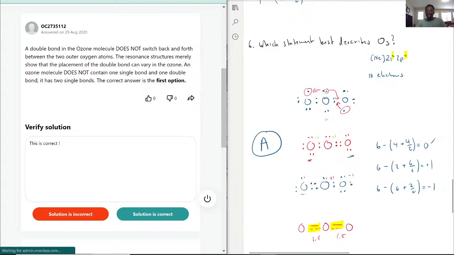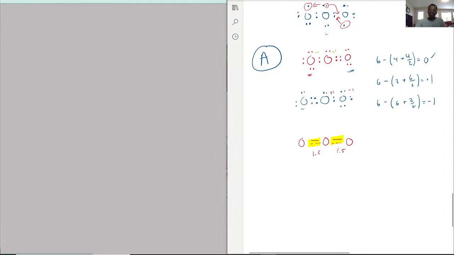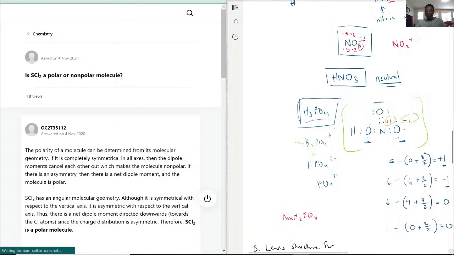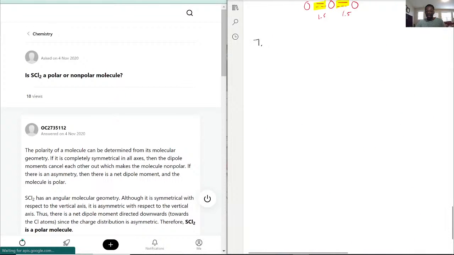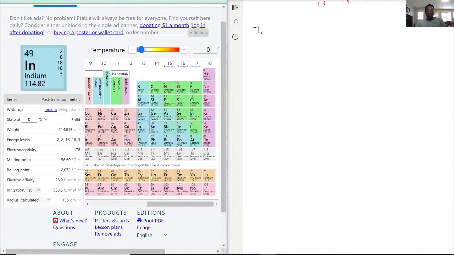So let's move on now to question number 7. Hope I counted it right. Yep. Is SCl2 a polar or a non-polar molecule? So first we have to figure out what S is. Okay, so S is sulfur. So is SCl2 polar or non-polar?